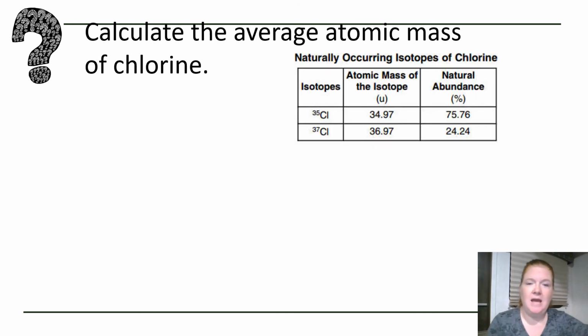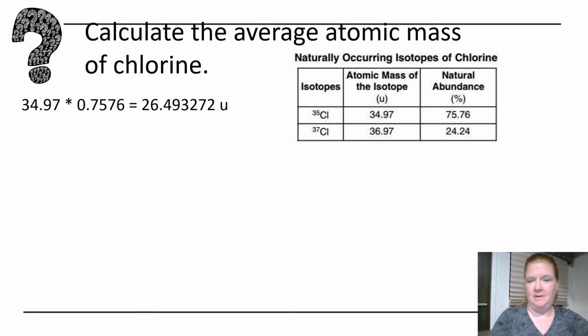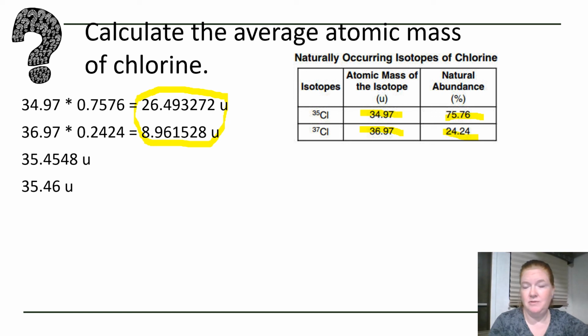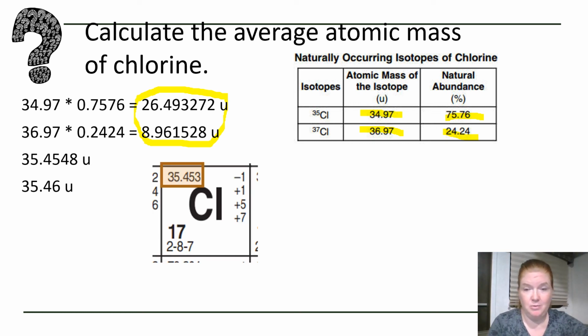Okay, try again. Average atomic mass of chlorine. Pause the video and try it, and then I'll go through it. Okay, change the natural abundance to a decimal, multiply it by the atomic mass. Then change this natural abundance to a decimal and multiply by the atomic mass. Then you're going to add those answers and get this. Check significant figures. All of the numbers I'm given have 4, so that's what I get. Now check your answer. Look at the periodic table. Wow, that one is really close as well.